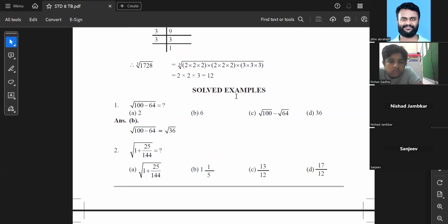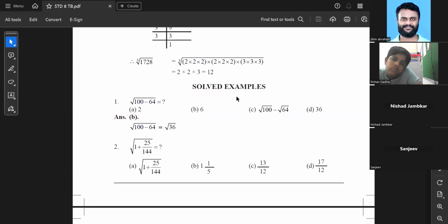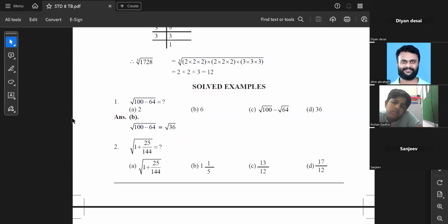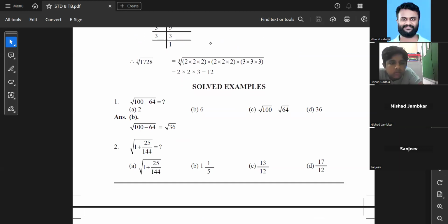Now let's try to do some solved examples. First of all, the first example, obviously they have given the solution. I don't want you to directly. Yes, Dian, tell me. Okay, I thought you were raising your hand. 100 minus 64 is 36, and the square root of 36 is 6. So the answer is B. Okay, that's great.